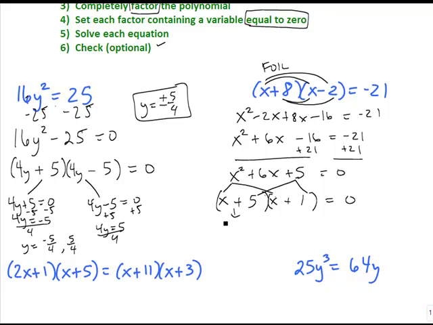We're going to set each factor to 0. And if we do that and subtract 5, we're going to get negative 5 and negative 1. So x is negative 5 or negative 1.